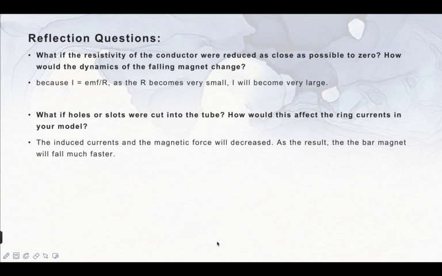For the reflection questions, what if the resistivity of the conductor were reduced as close as possible to 0? How would the dynamics of the falling bar magnet change? Because the current equals the EMF divided by the resistance, as the resistance becomes very small, the current will become very large. And for the second question, the induced currents and the magnetic force will increase. As a result, the bar magnet will fall much slower.